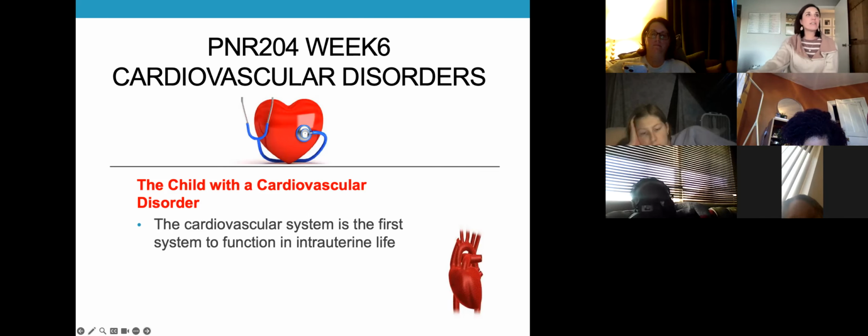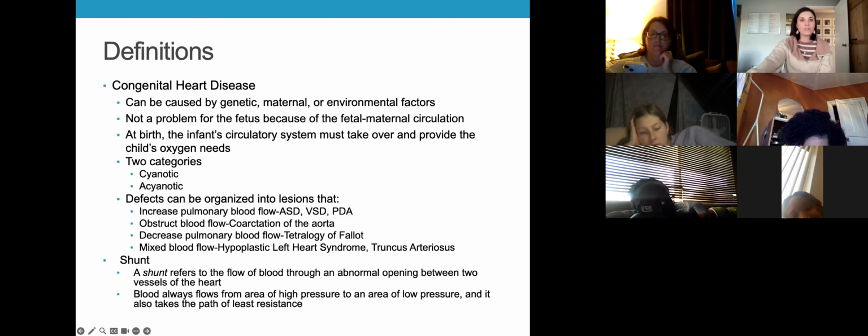Okay, cardiovascular disorders. This is the other half of our lecture. So our cardiovascular system is the first system to function in intrauterine life. So the very first thing that develops for us. And we'll learn there's lots of things that can potentially go wrong with that. So congenital heart disease can be caused either by genetic, maternal, or environmental factors. It's not a problem in utero because we have that fetal maternal circulation that's taking over.